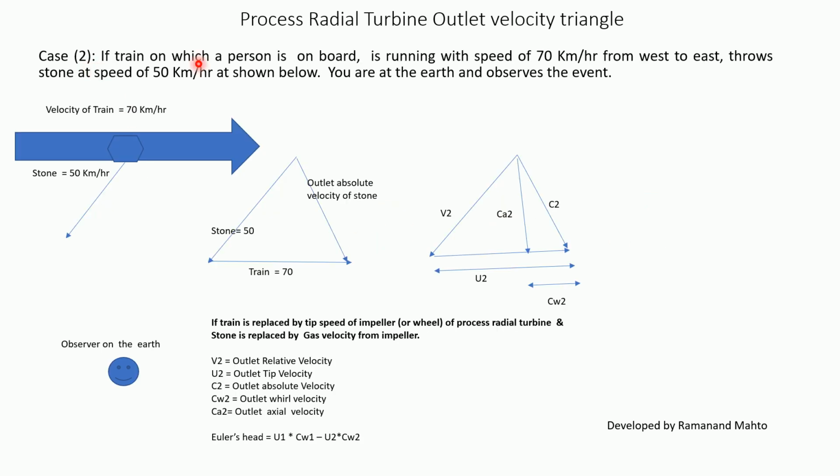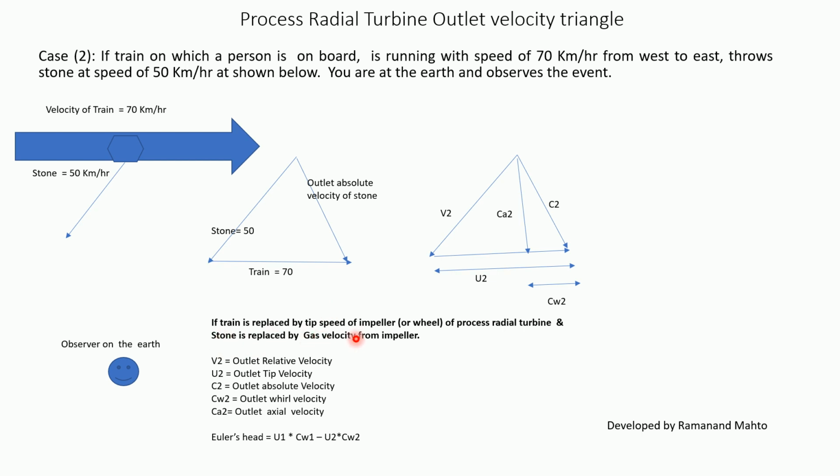Case 2. Process radial turbine outlet velocity triangle. A train on which a person is on board is running at a speed of 70 km per hour from west to east, and the person throws a stone at the speed of 50 km per hour as shown below. You are on the earth and observe the event. So you see the train moving like this and the stone thrown backward at 50 km per hour. So you can write the stone's relative velocity, this is the train velocity, and this is the absolute velocity.